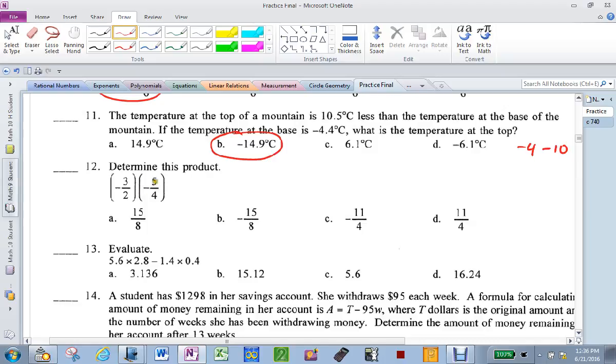Determine this product. This is a little harder. 2 negatives are what? So it has to be positive, correct? Yeah. So can it be B? No. Can it be C? No. Excellent. Now, let's do the math. 3 times 5? 15. 4 times 2? 8. Huh. Look at that.